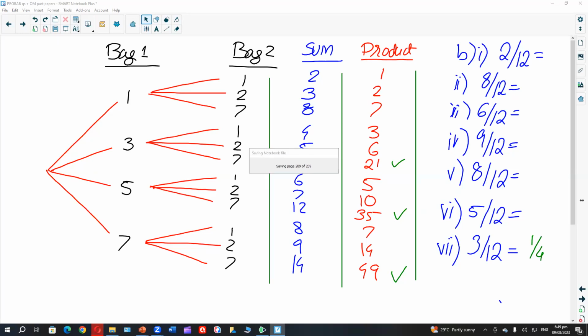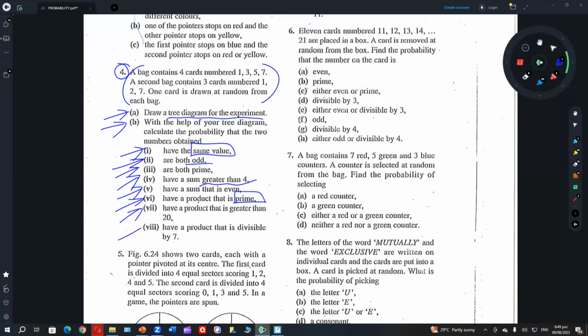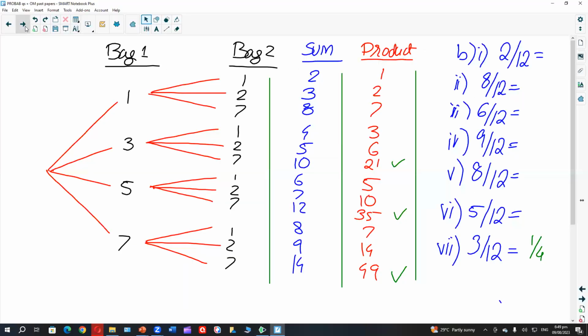Now see the next part. Yes. Have a product that is divisible by 7. Multiple of 7. Yes, that is 6. 6 over 12. 6 over 12. Very good.